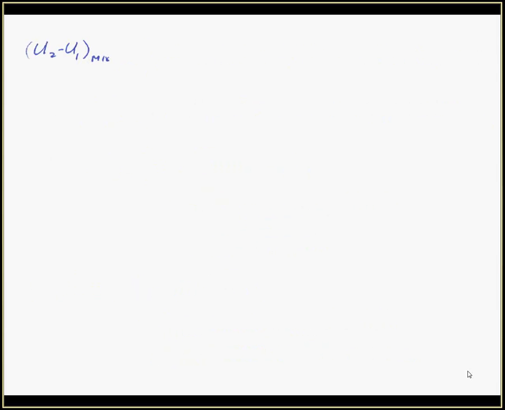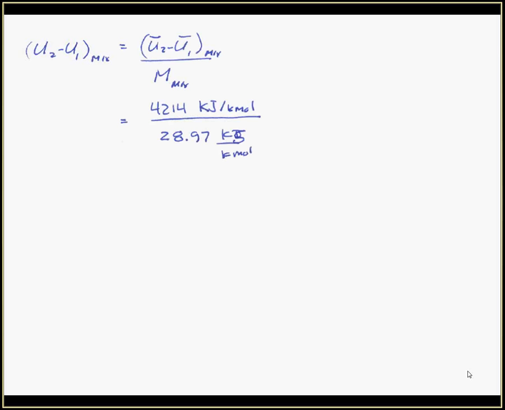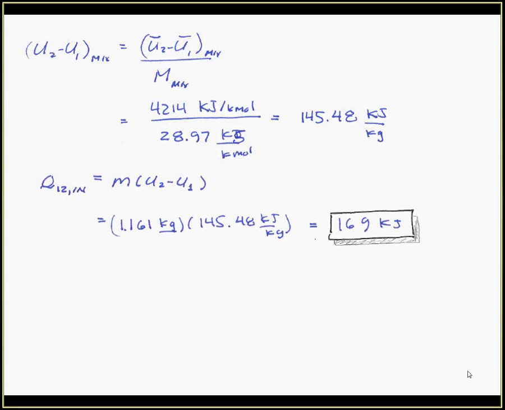Now at this point, what I chose to do was go back to a mass basis because I've already calculated the mass of the mixture and I didn't want to bother calculating the number of moles in the mixture. So I can take that delta U that I just got, divide by the molar mass of the mix, which I have also calculated, and I find that the change in internal energy for the mix on a mass basis is 145.5 kilojoules per kilogram. And finally, I multiply that by mass to get the heat transfer into the system as 169 kilojoules. An alternative to doing this was to take the number of moles of the mixture and multiply it by delta U with a bar on top.